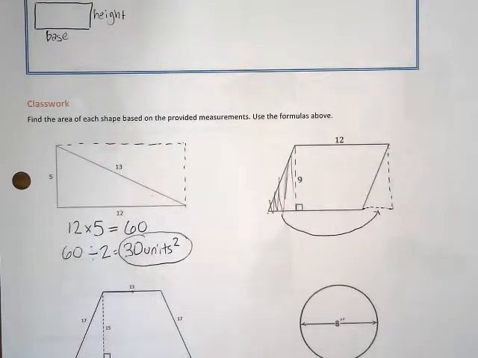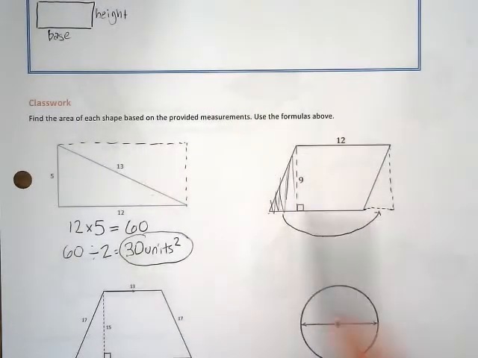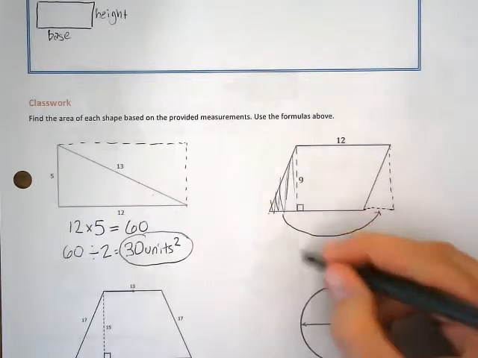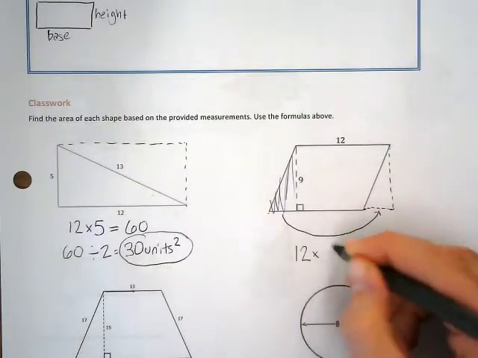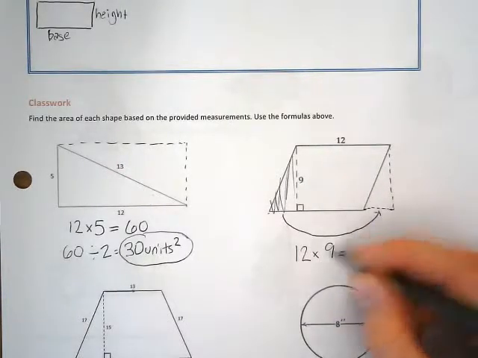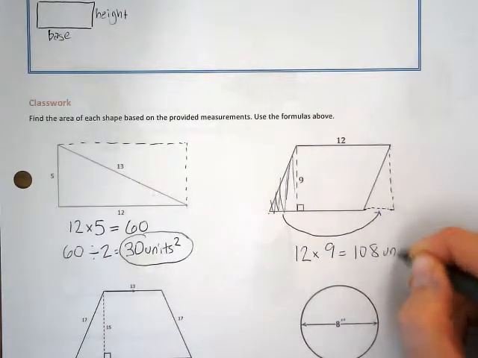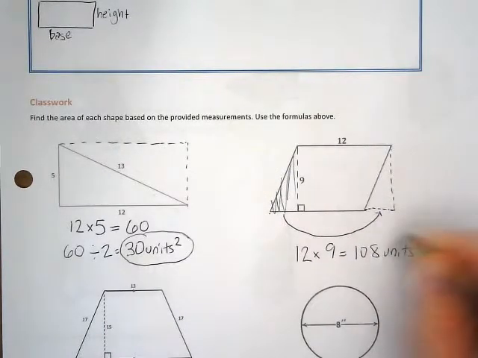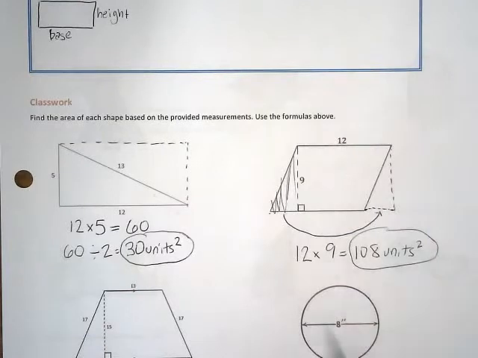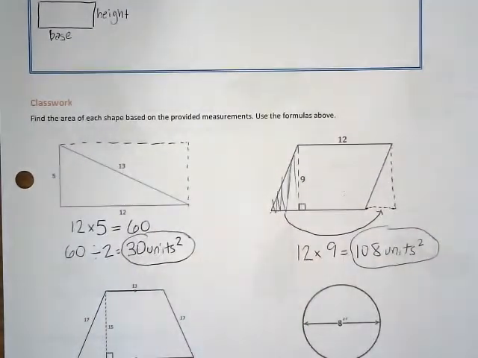Well, now we know how to find the area of a rectangle. We just do base, because this would be 12, just like the top, base times the height. And 12 times 9 is 108 units squared. I could fit 108 little squares into that parallelogram right there. And that's how we find the area of a parallelogram.